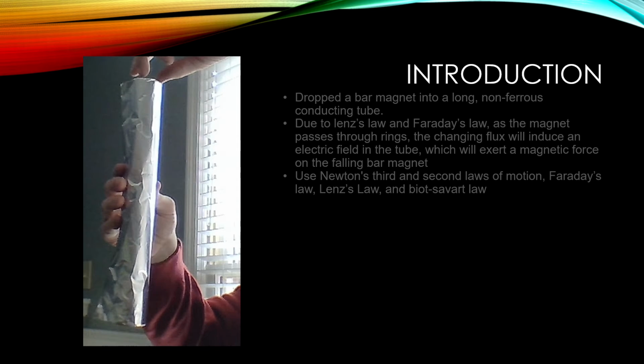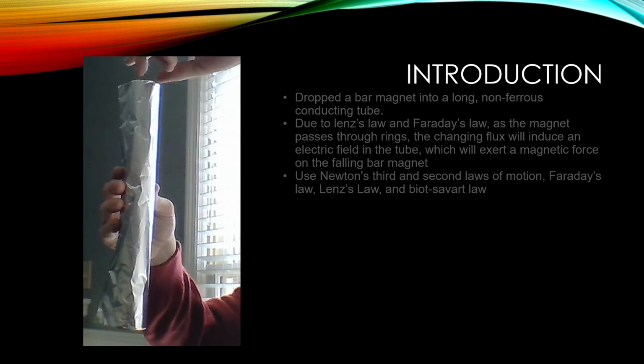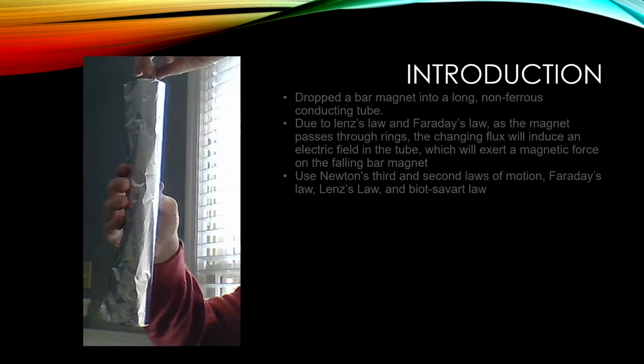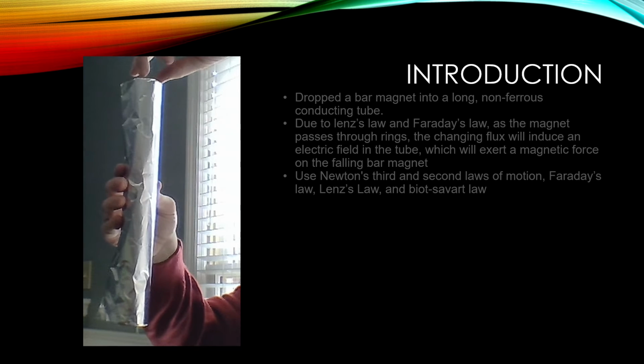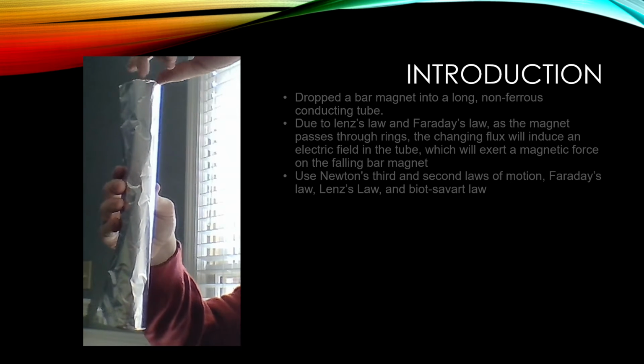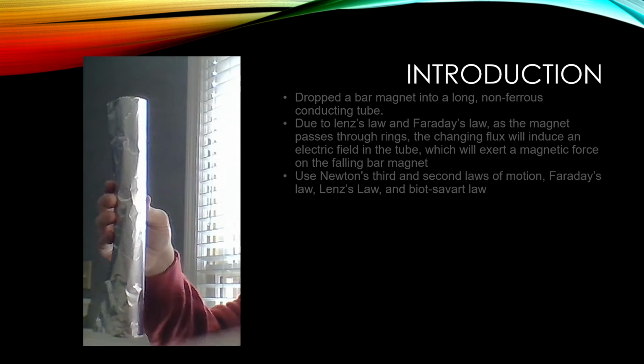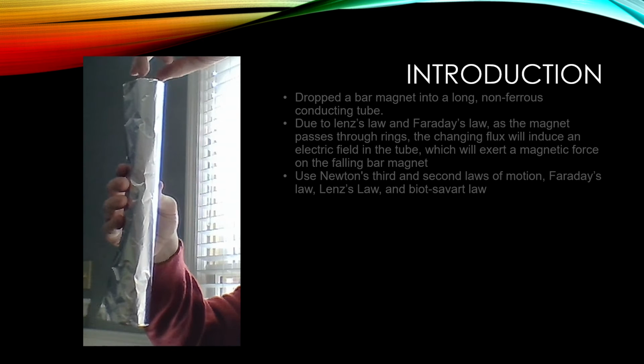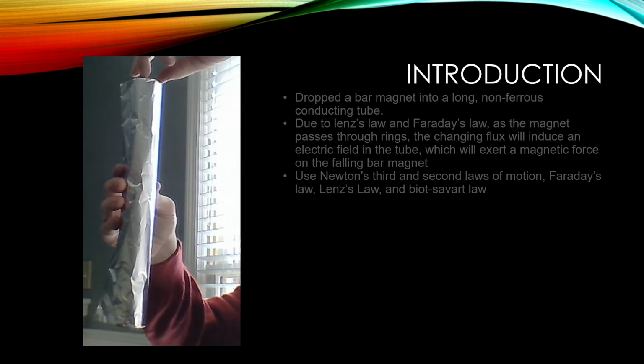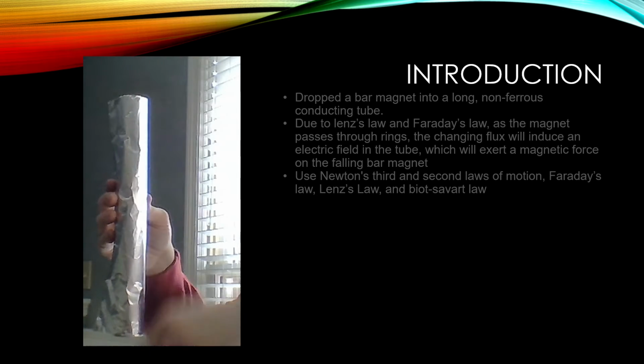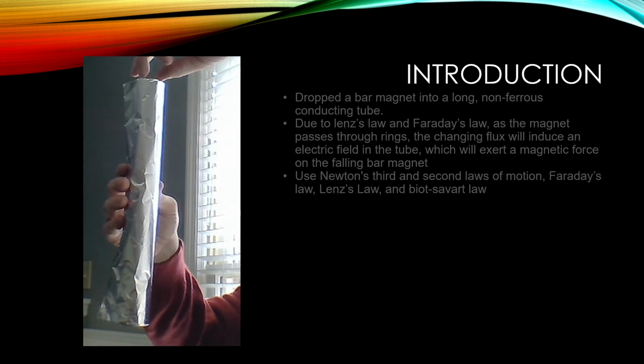The experiment in this lab involved dropping a bar magnet with a known magnetic dipole moment down a long, non-ferrous conducting tube, in this case a roll of aluminum foil. Due to Lenz's law and Faraday's law, as the magnet passes through the rings, the magnetic field at the center of each ring will change, and this causes a changing flux.